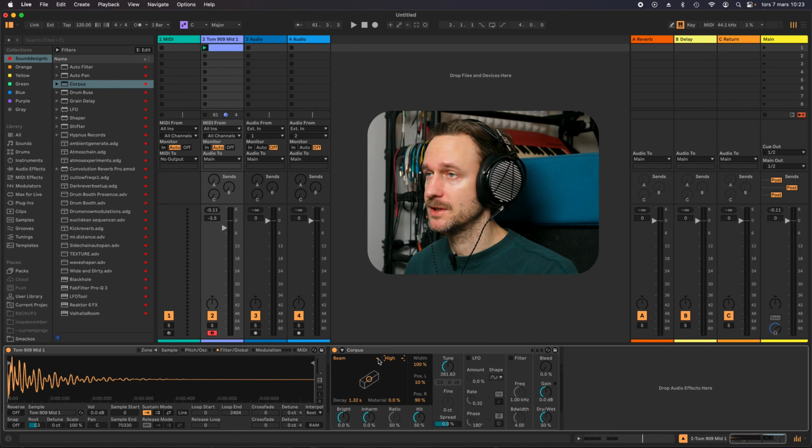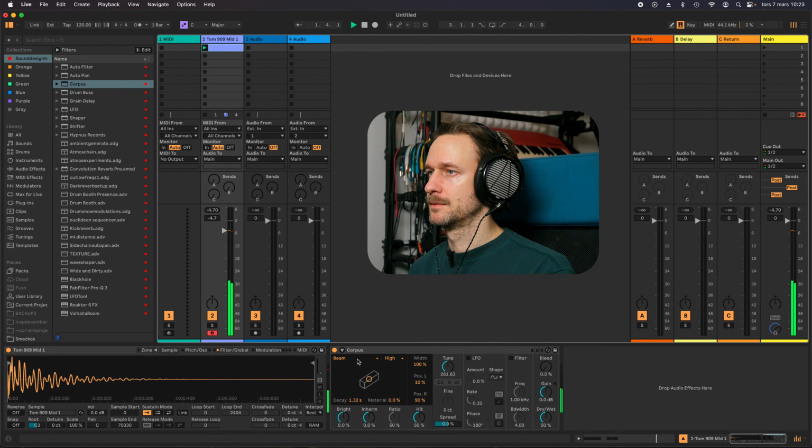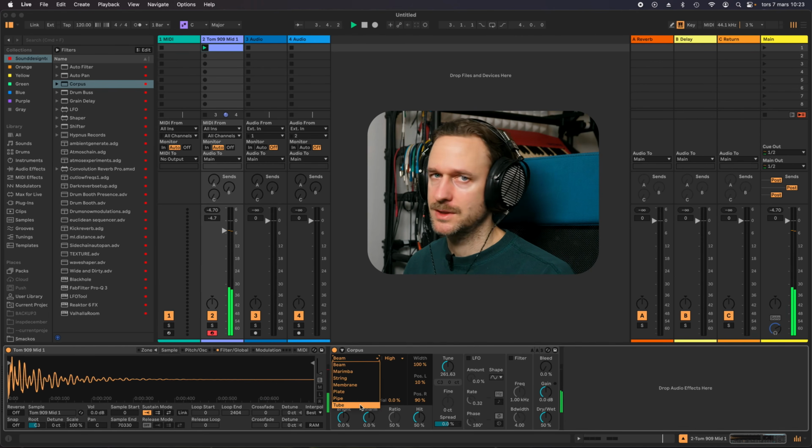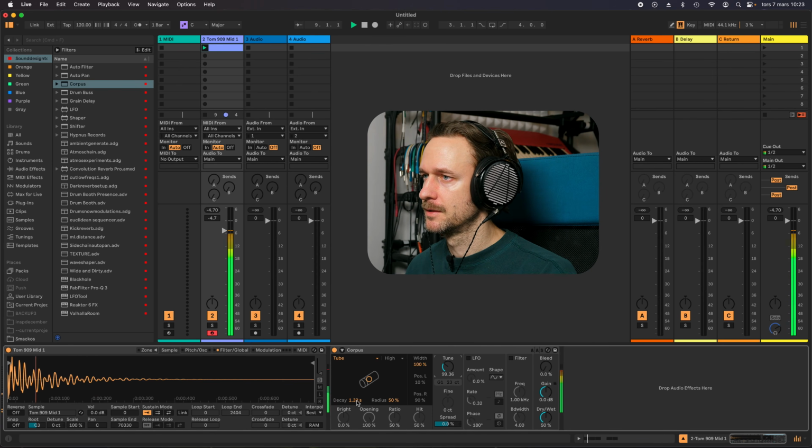So we have still the tom sample, right? Once we start playing around with this, we will get some really different tonalities, which is a lot of fun to play around with. One of my favorite modes in this one is the tube mode. It gives this really kind of metallic, robotic vibe to things, right?